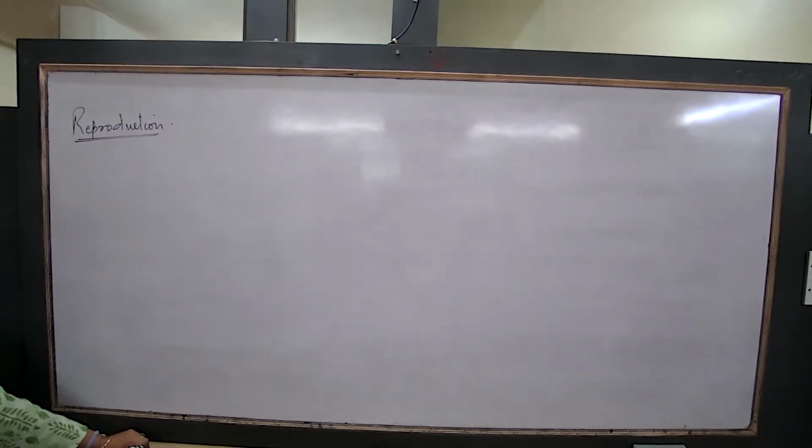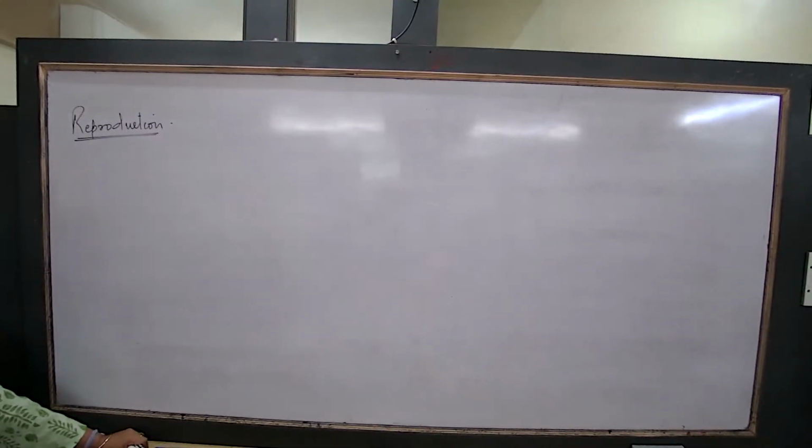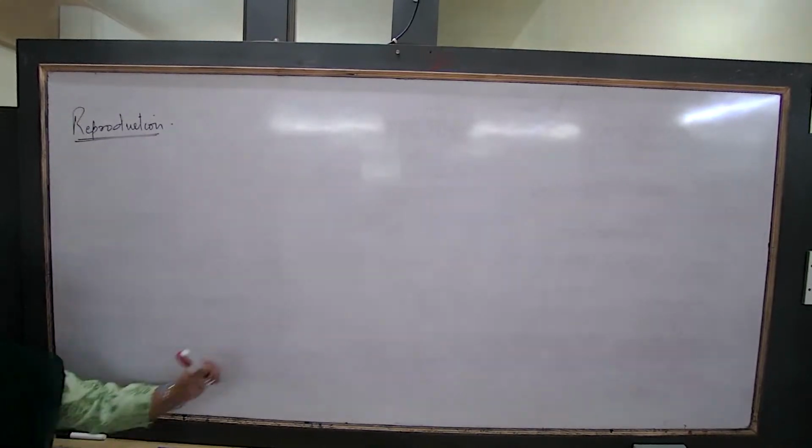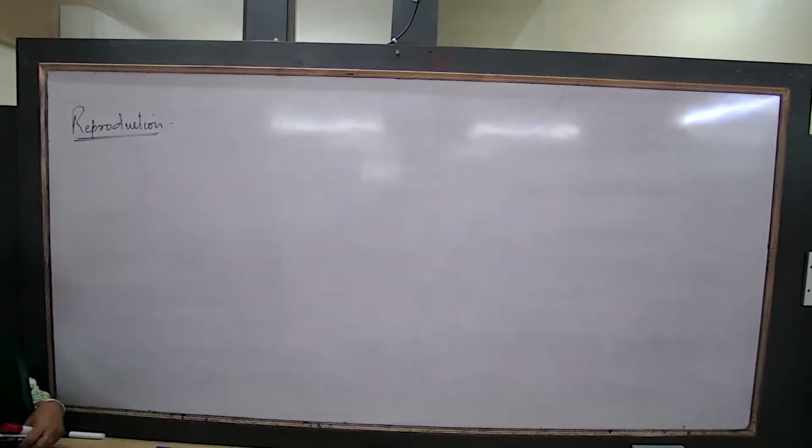Basic things. It's all very basic. Only important things I will tell you what to study. And certain things only you need explanation. Otherwise, everything you know. Now, we talk about reproduction.